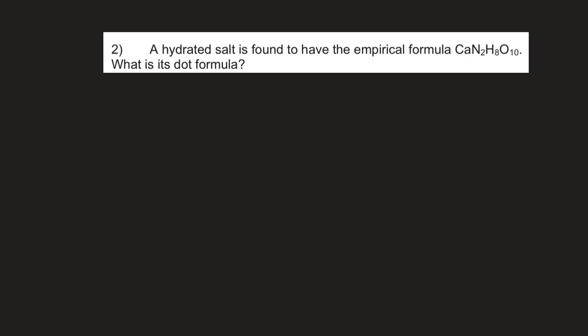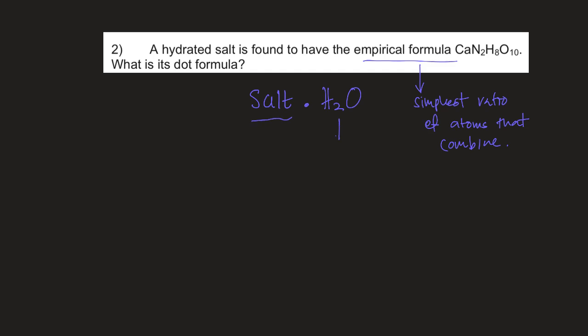Alright, it says here, a hydrated salt is found to have the empirical formula CaN2H8O10. What is the dot formula? Right, so they want the salt dot H2O formula. Now we know that the empirical formula is the simplest ratio of atoms that combine. We also know that we want a salt and we want H2O.